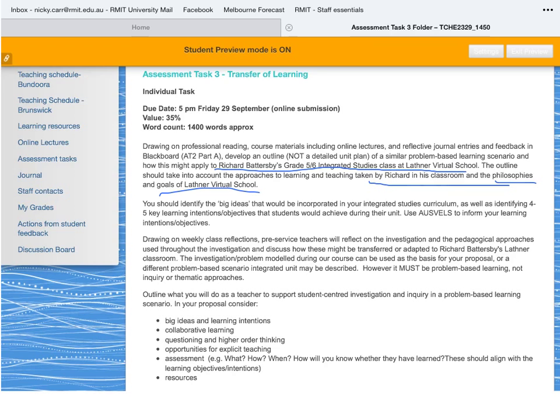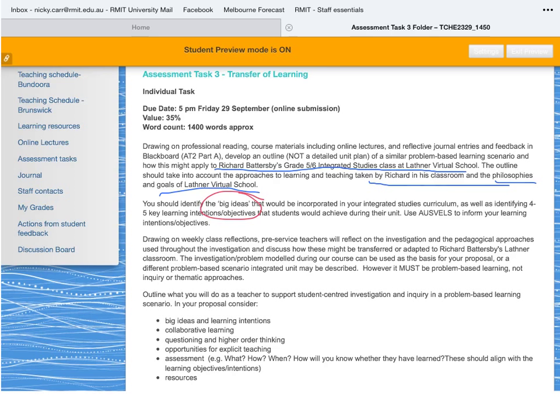Your proposal needs to reflect the sorts of practices and philosophies that are evident in this particular classroom, in this particular school, just as you would in any other school. We want you to identify big ideas. That's been a core message throughout this particular course. Not a thematic approach. It must be a problem-based learning approach.